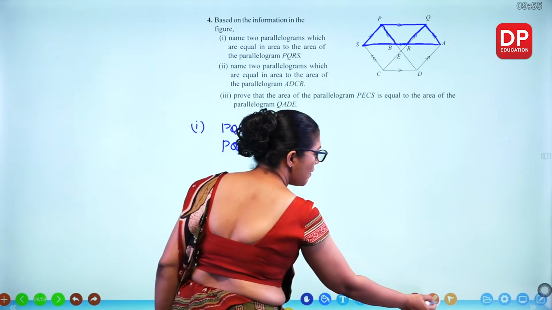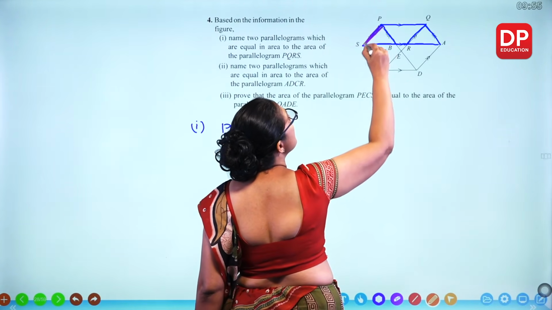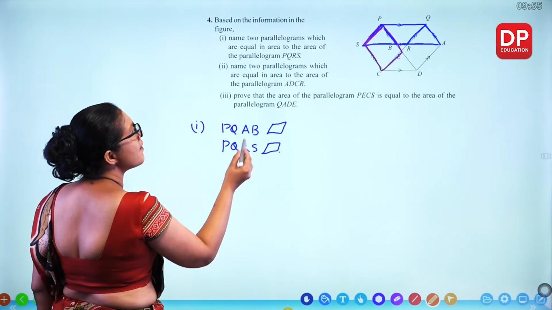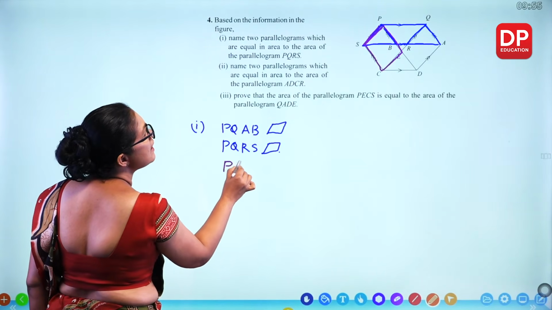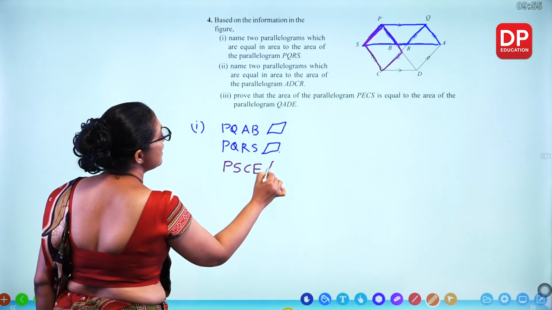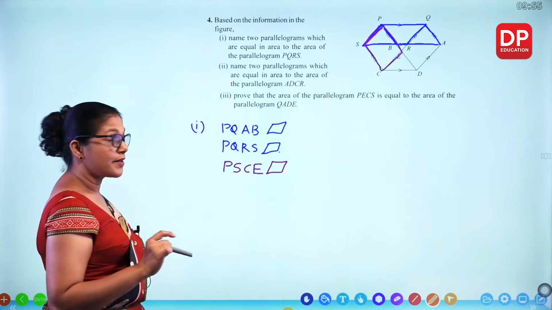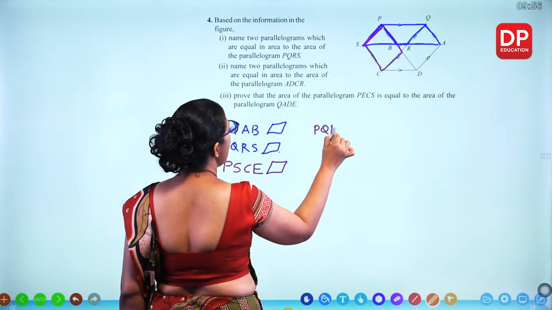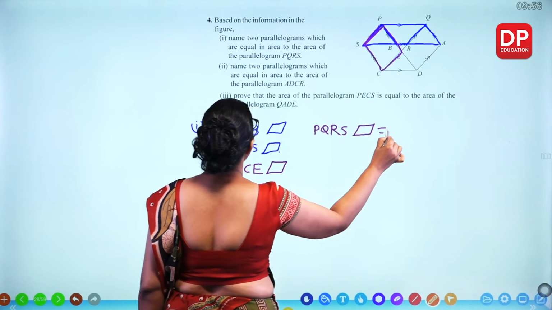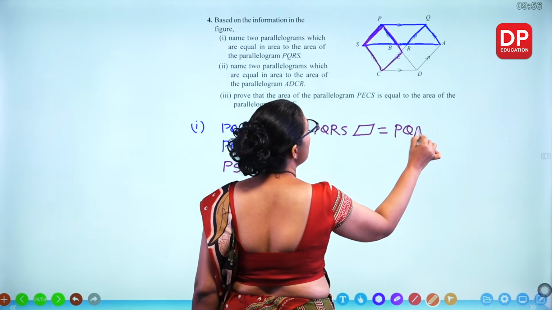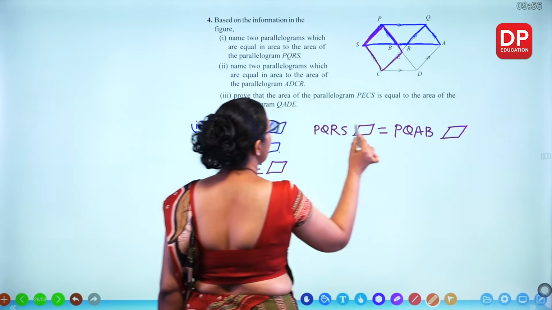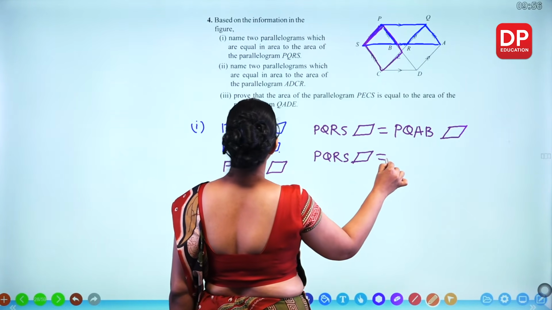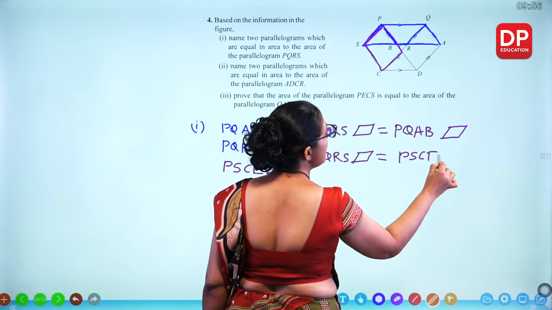Now we'll look at this base. When you look at this base, this area is also equal. So I can write this is same as PSCE parallelogram. So here I can write this PQRS parallelogram is same as PQAB parallelogram, and also PQRS parallelogram is equal to PSCE parallelogram.